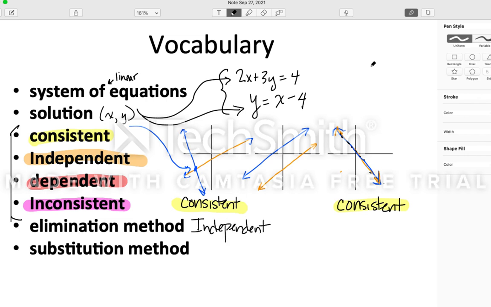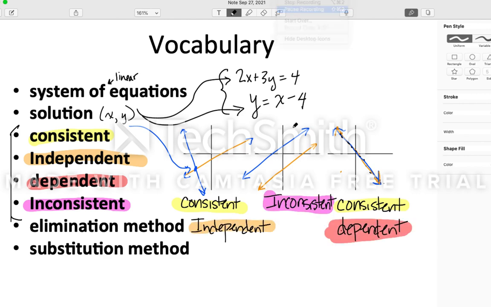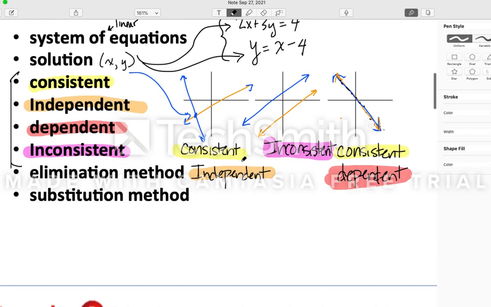And so now that we have that down, we need to see where dependent comes from. And I think you probably figured it out. This is dependent because these two lines are not independent, they are dependent on one another. And then finally, the term inconsistent will go here because, remember, consistent meant a solution, so inconsistent means no solution. No solution is present here. And so I'll highlight those accordingly, and we'll continue with our other vocabulary words.